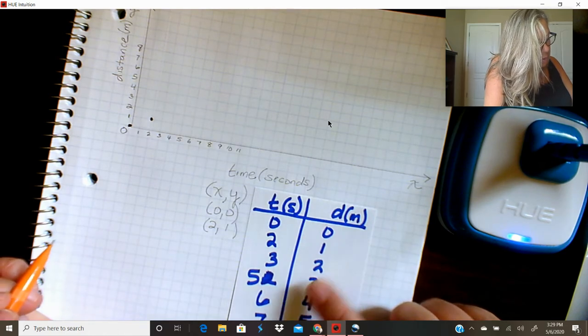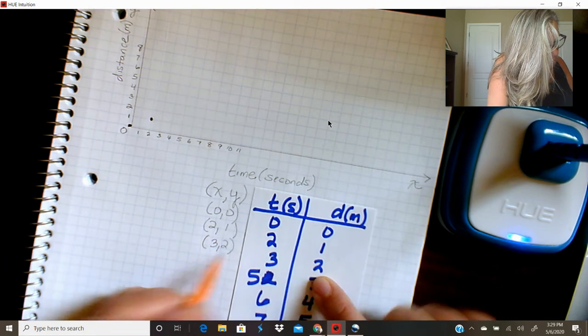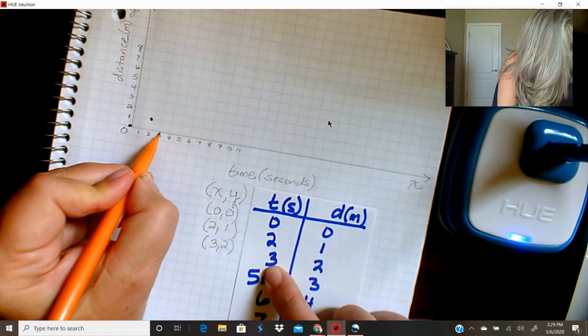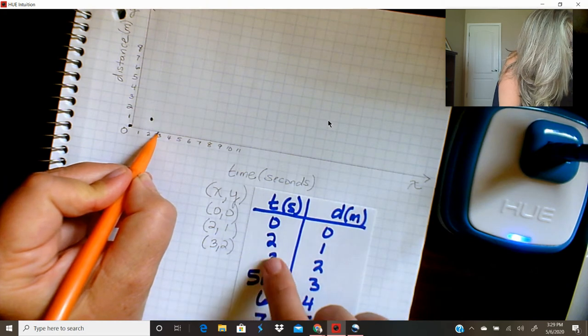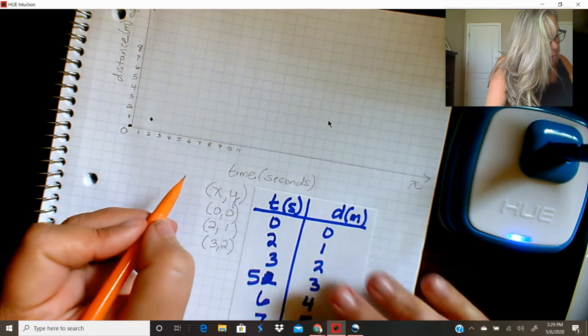Make sense? My third coordinate is 3, 2, and I'm going to go over to the 3 second because the second is the first one. And when you graph, you always do X first. Now, I always do this.